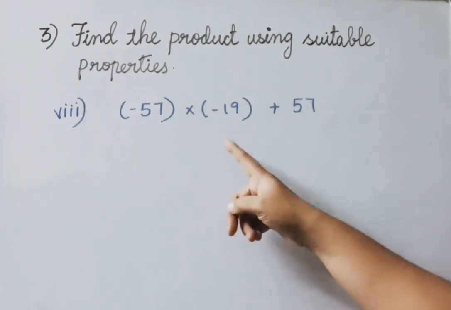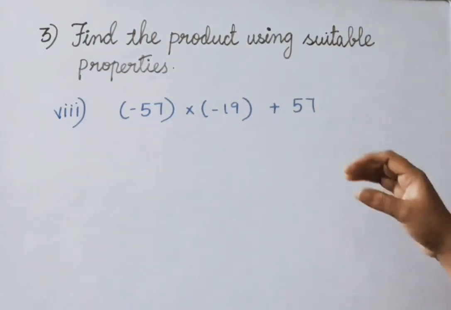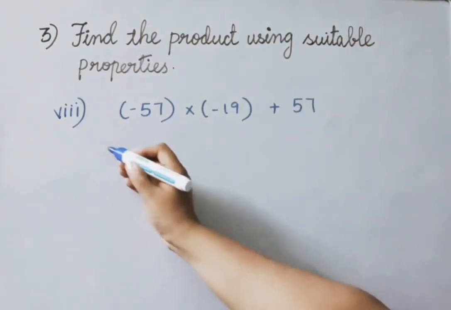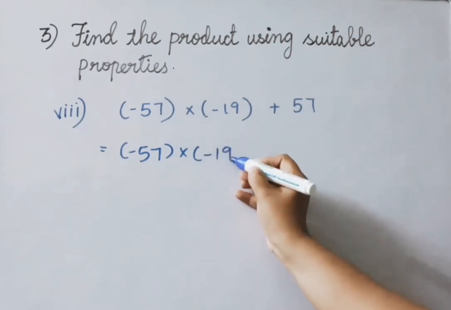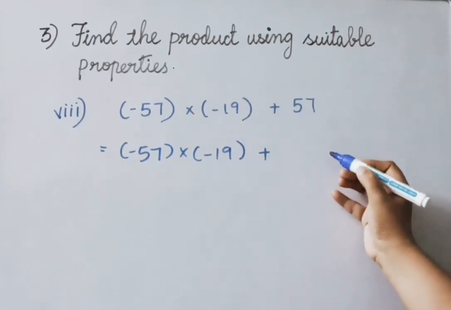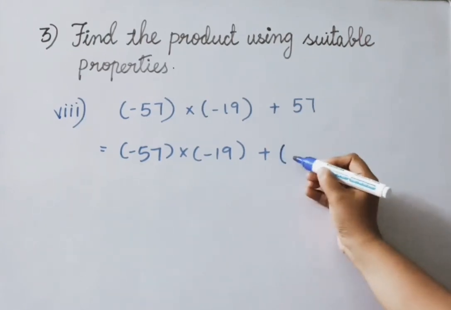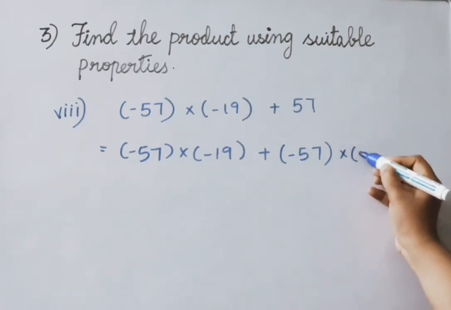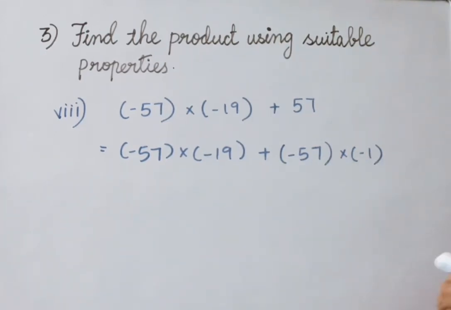See eighth sum now. Minus 57 into minus 19 plus 57. To make this sum a distributive property, we can write 57 as 57 into 1. Let us see that. So write minus 57 into minus 19 plus 57 into 1, 57, minus 57 into minus 1, then also 57 only. So I am writing here 57 as minus 57 into minus 1. Two negative integers multiplied, we get a positive integer. So 57 ones are 57, we get the same answer.